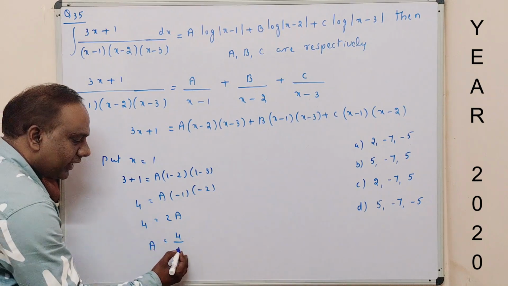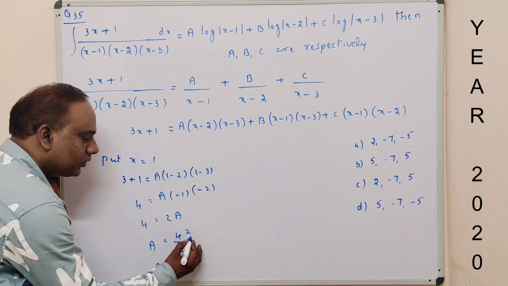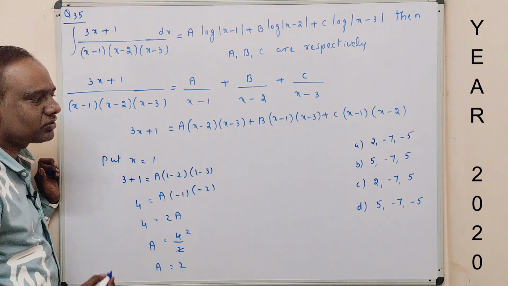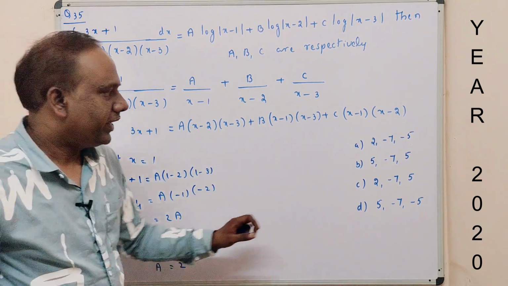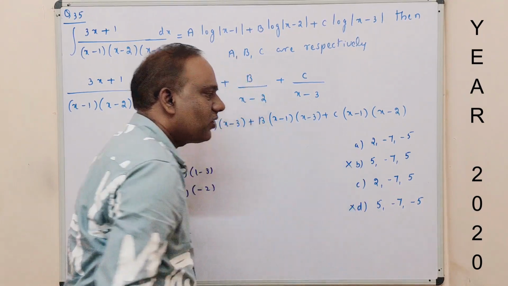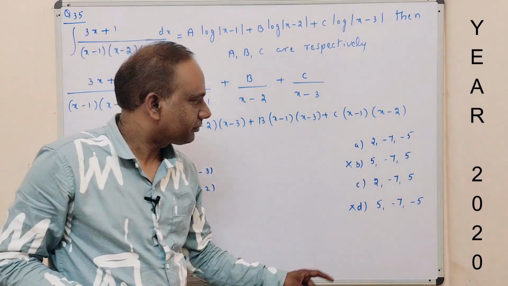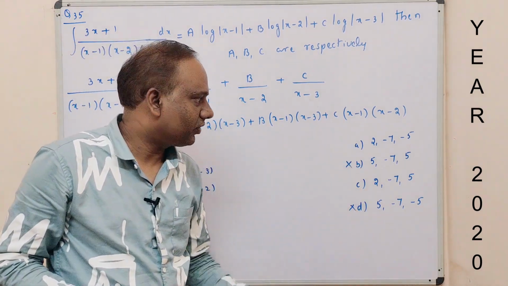2 you take to the left side, it becomes divided by 2. So a is equal to 2 1s are 2, 2 2s are 4. So the a value is 2. So a value is 2 means option B is wrong and option C is also wrong. Next, here these two are actually the correct answer.